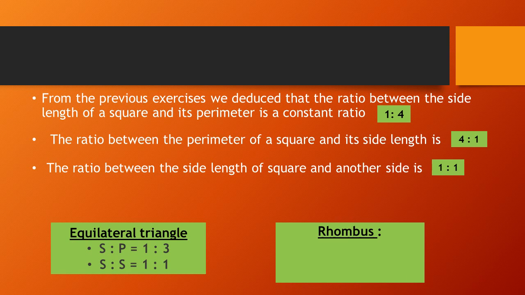Rhombus. The rhombus has 4 sides equal in length like a square. If you need to find the ratio between the side and the perimeter of a rhombus, it's the same ratio as a square, 1 to 4. And side length to another side length, the ratio will be 1 to 1.